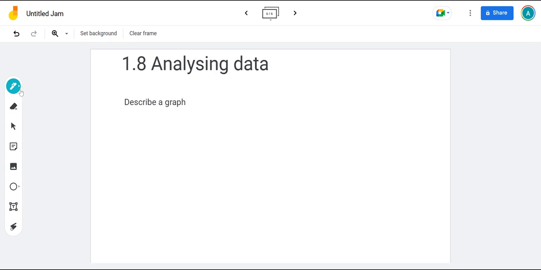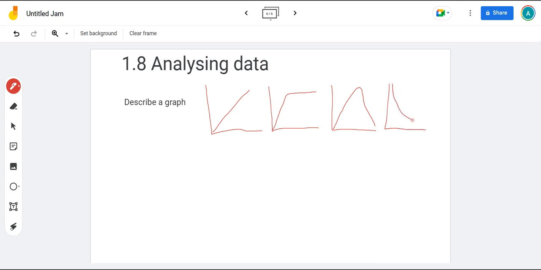So the first thing is we need to look at some kind of overall trend. So let's say we've got a graph that just went up. Okay, so the overall trend is that it increases. If we had a graph that looked like this, we'd say it increases and then it plateaus. If we had a graph that looked like this, we'd say it increases, reaches an optimum, and then it decreases. If we had a graph that goes like this, we talk about how it decreases and gradually plateaus.